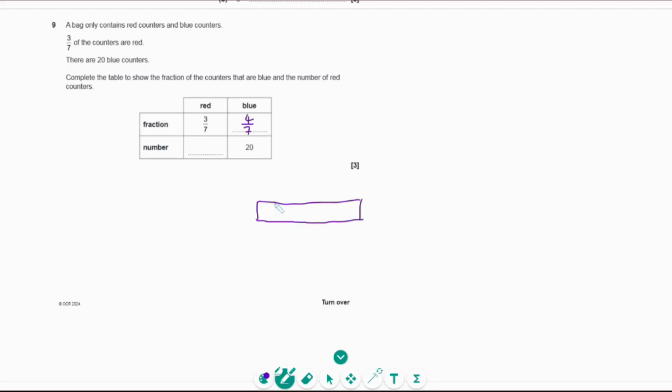Let me just show you this on a diagram. So 4/7, this bit here represents 4 out of 7, is equal to 20. So we can work out 1/7. What's 20 divided by 4 is 5. So each 7th represents 5. So altogether, 5 times 7 is 35. But we just want red. You see there's 15 red.